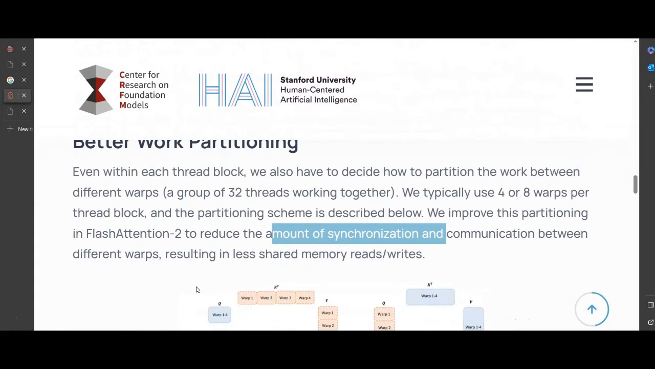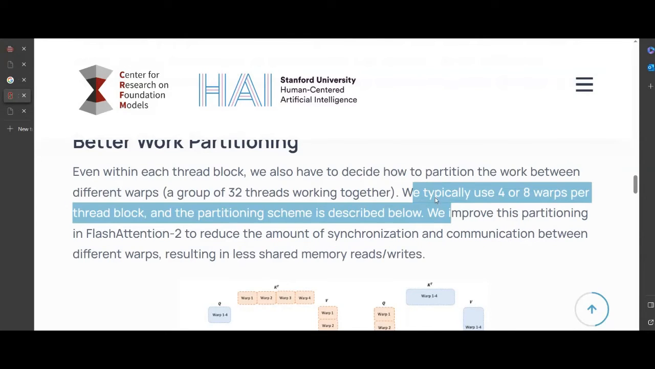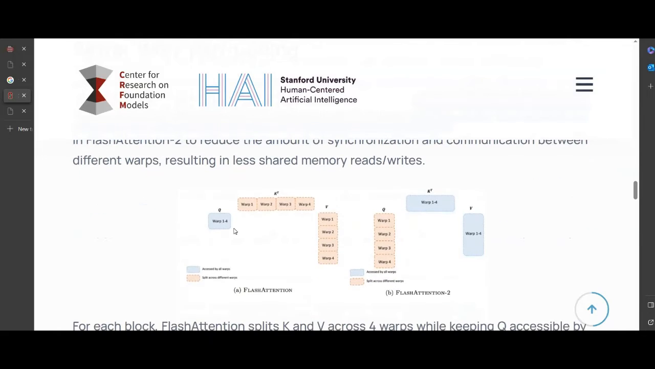a warp is a group of threads in a single SM, a single streaming multiprocessor. A streaming multiprocessor will have a thread block, and a thread block will have multiple warps in it. They say that they typically use 4 or 8 warps per thread block, and they're partitioned in this way.